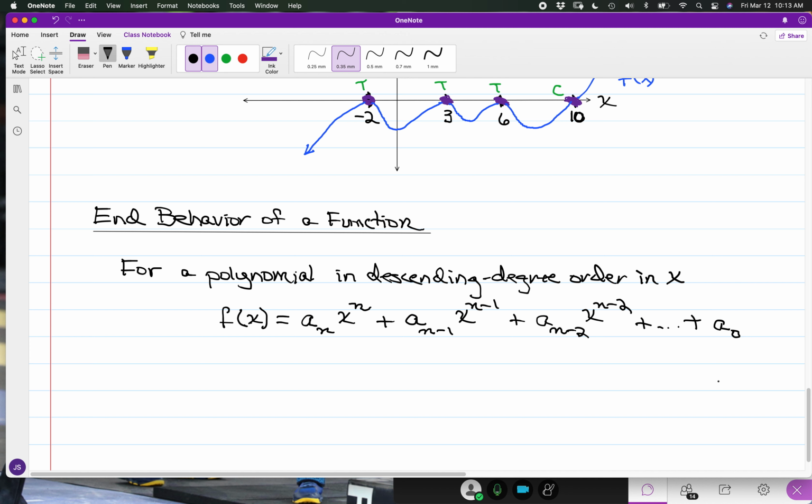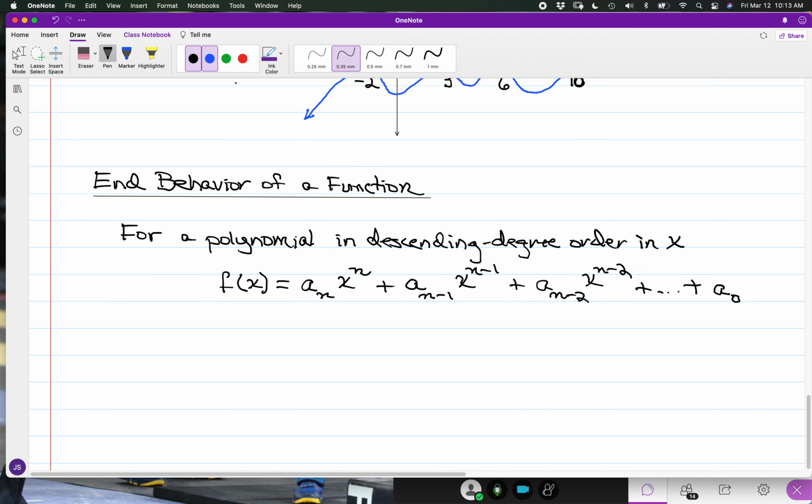Okay, so for a polynomial, the term that will be focused upon is a of n x to the n. And in this particular case, a of n is going to be the leading coefficient. And n is just going to be the degree of the polynomial.